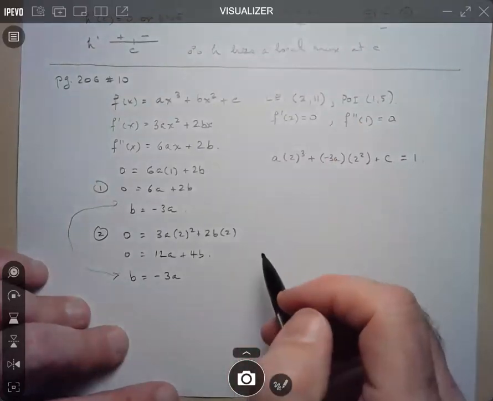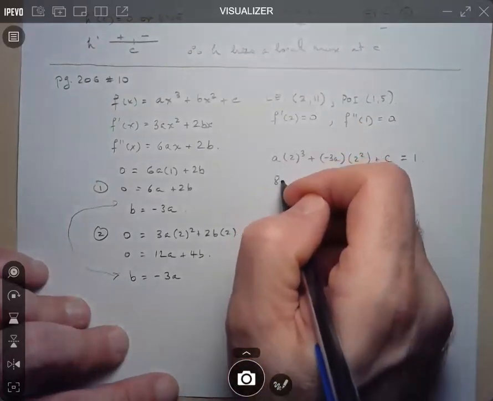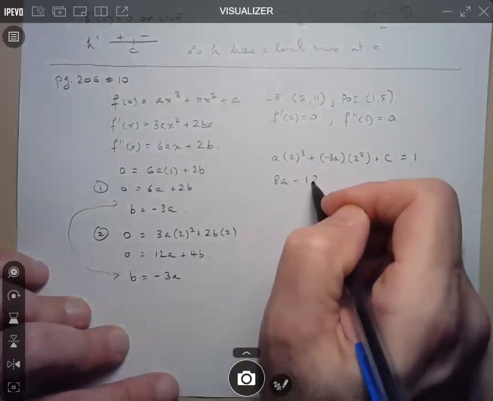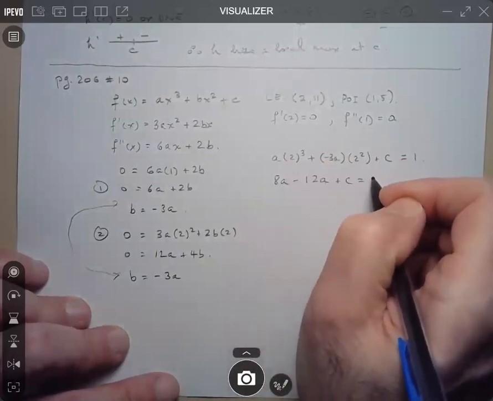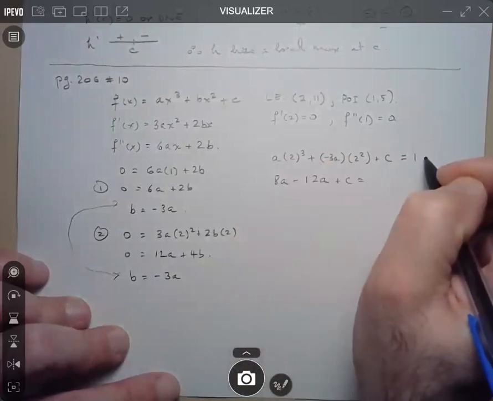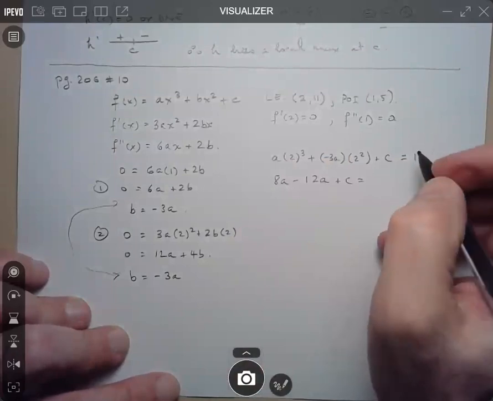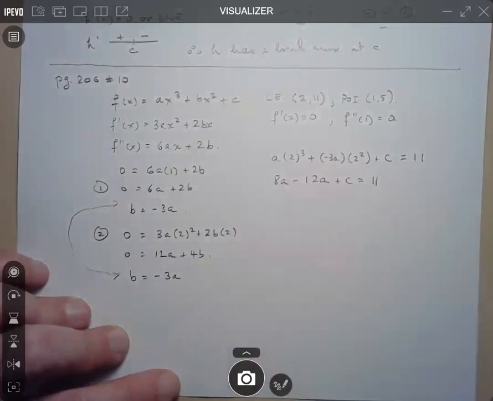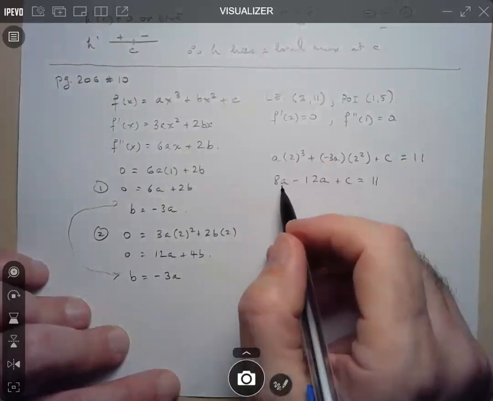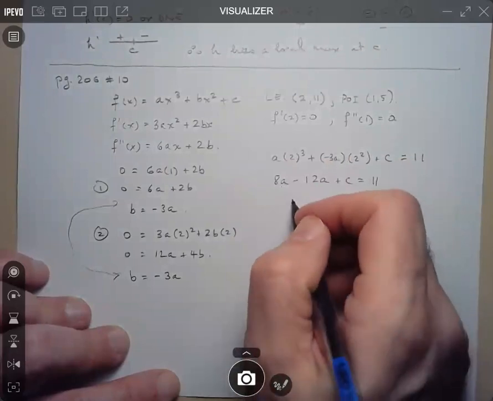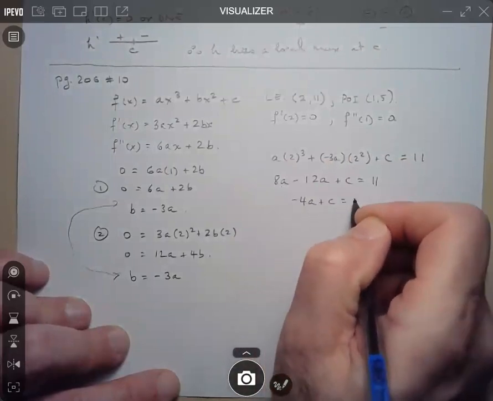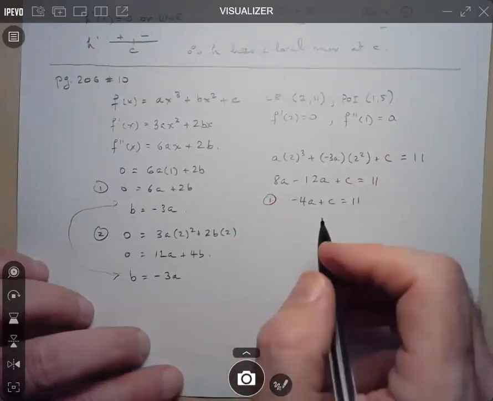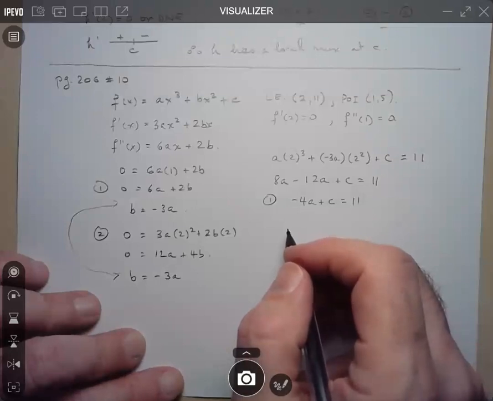So let's clean this up a little here. It looks like this is going to be 8a, minus 3 times 4, 12a, plus c is equal to 11. I'm not quite sure why nobody piped up on that. Please make sure you're checking my work here. So what do we have? We have negative 4a plus c is equal to 11. That'll be my first equation, because I think the other one's just going to give me a second equation in a and c.